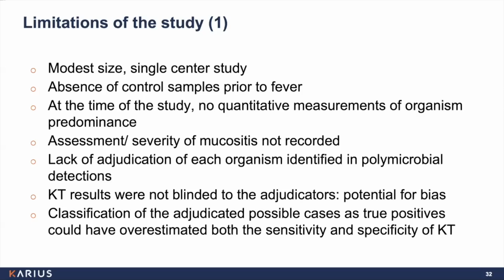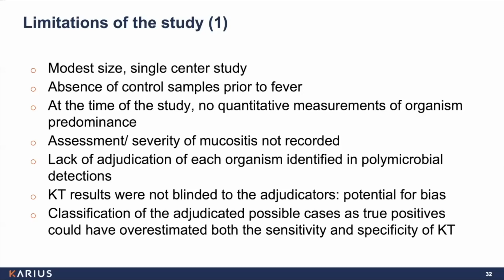So in terms of the adjudication per se, another caveat was that we did not adjudicate each organism identified in polymicrobial detections separately. That is, for instance, if a blood culture was positive for Strep mitis and Karius test detected Strep mitis, but also Aspergillus and also herpes, that specific case would have been categorized as a definite case, and therefore the other organisms would not have been adjudicated specifically, for what it's worth.